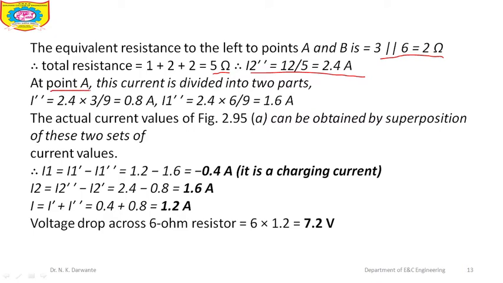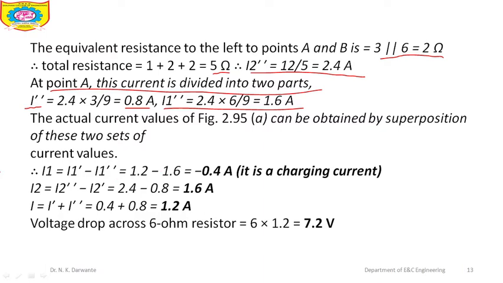Then at point A this current is divided into two parts. Therefore I dash is equal to 0.8 ampere and I1 double dash is equal to 1.6 ampere. But these are not the actual currents, because the actual current as per the superposition theorem is nothing but the algebraic sum of the currents obtained by using the individual EMF sources and replacing the other EMF sources by their equivalent resistances.